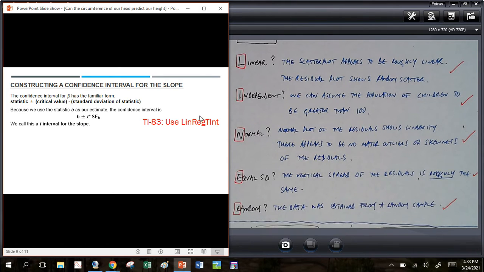Now, on the calculator, it says LinRegTInt. I actually don't think that appears on... Let me just check.